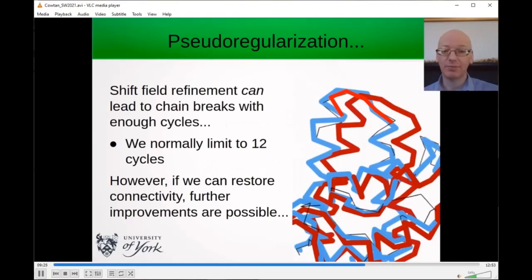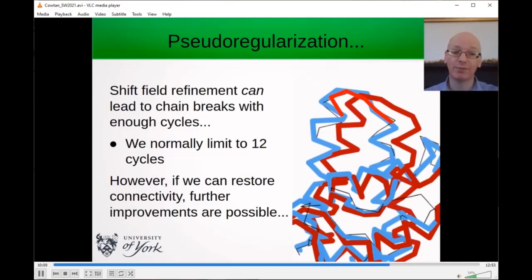Okay, so that's the program as it's implemented within current pipelines. We've also been doing some further work. One of the problems we found is that shift field refinement can lead to chain breaks when you run enough cycles, even though it's trying to make big, smooth shifts to the model. And that's why we limit the calculation to 12 cycles. We would like to be able to run more cycles to pick out larger motions, but that tends to lead to more breaks in the chain as things gradually get more distorted, and these can be big enough that RefMac can't put them back together. So if we could restore connectivity, it would be possible to use more cycles and pick up bigger shifts.